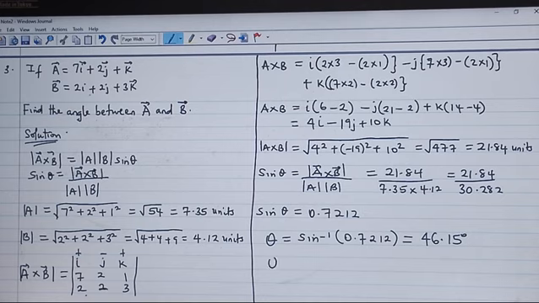So that theta approximately is 46.2 degrees. This answer is to 3 significant figures, or just say 1 decimal place. So this is how we can find the angle between two vectors using the vector product. Like I said earlier, in the next lecture series, we're going to look at the dot product between two vectors and how to use that same dot product to calculate the angle between two vectors.